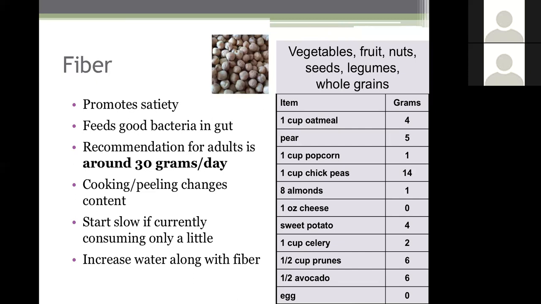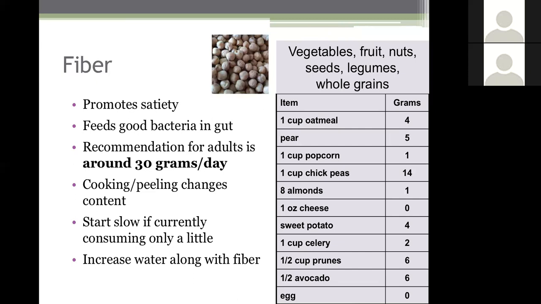And it can be very, very eye-opening. Do keep in mind that cooking and peeling changes the content. If you do this little exercise and you come back with, gosh, I barely get to 15 grams of fiber a day, then I would invite you to reconsider some of your habits. Like, do you peel the apples you eat? Because if you do, then maybe you could look at that instead of adding a fiber supplement.